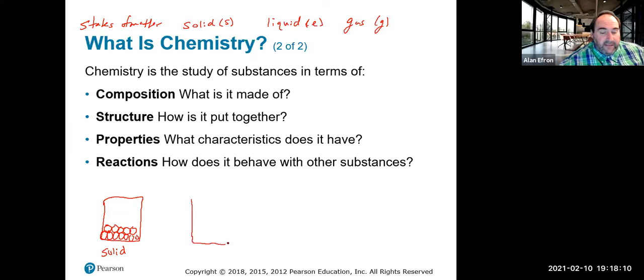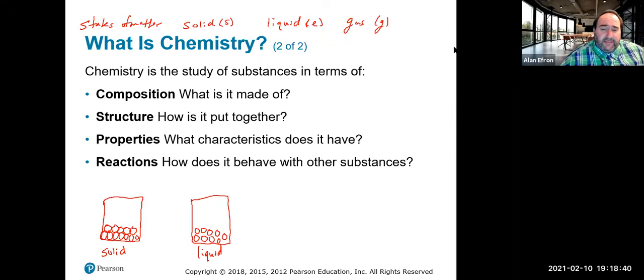When we get to the liquid state, things are still relatively packed close to each other, but there's a little more room for movement. That's why we often think of liquids as fluids. The molecules and atoms are able to move past each other, and that gives the liquid state that more fluid quality that we think about when some type of liquid is present.